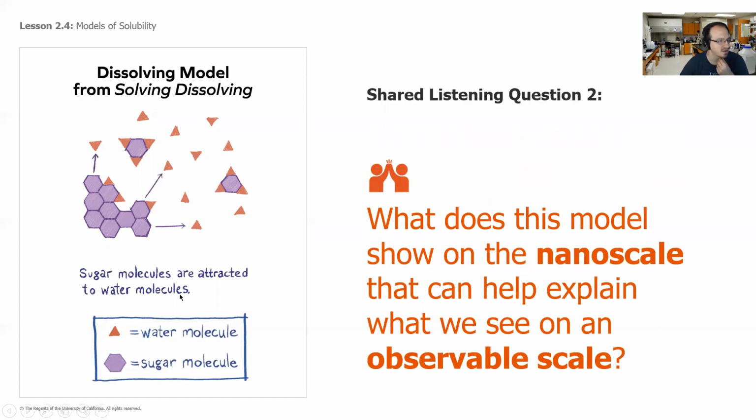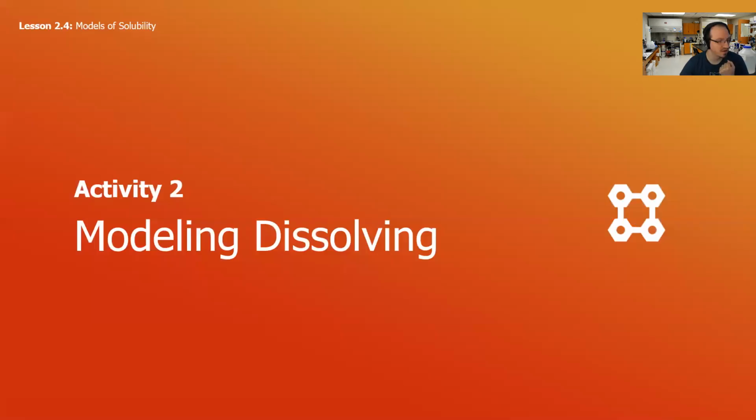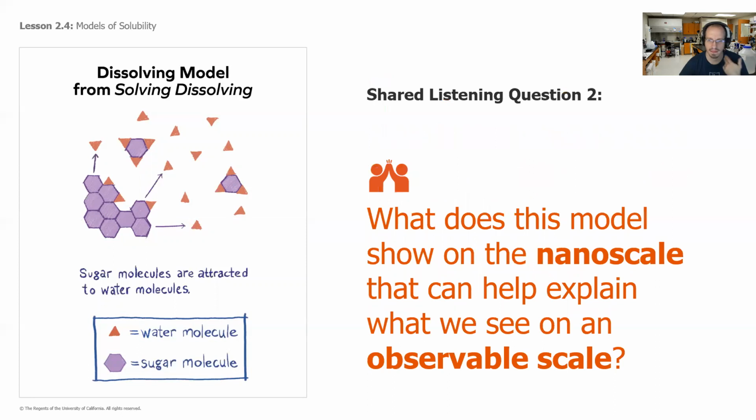And similar to the other question we had for the first model, what is this one showing at the nanoscale that helps us explain what we see at the observable scale? So what does this model right here show that happens to individual molecules that helps us explain something that's going on at the level that we can actually see with our eyes when we mix that sugar into the cup of water?